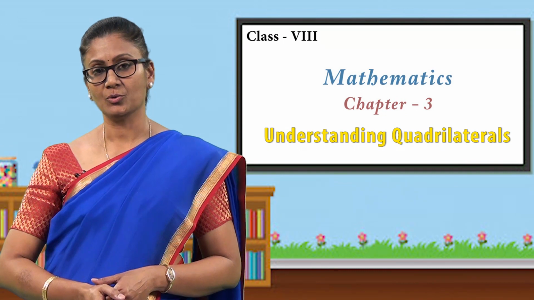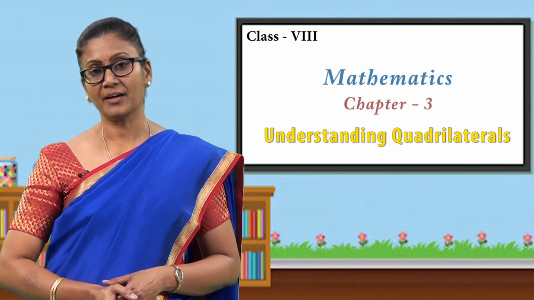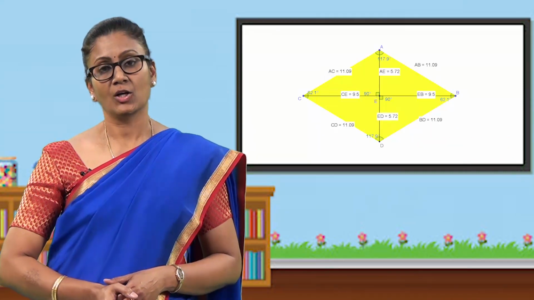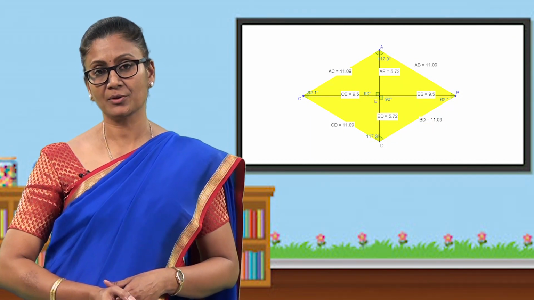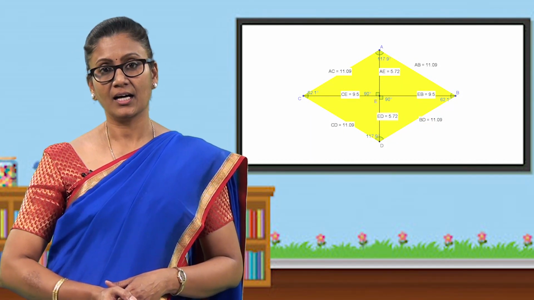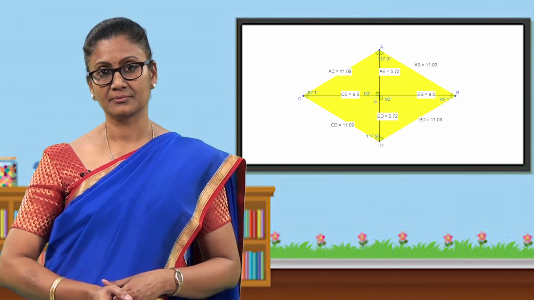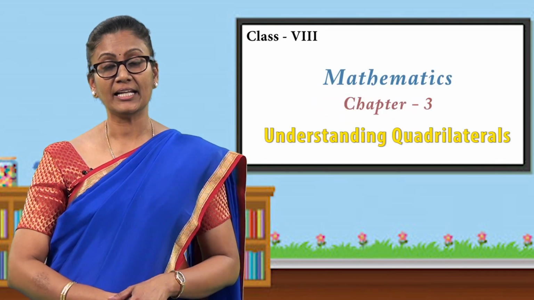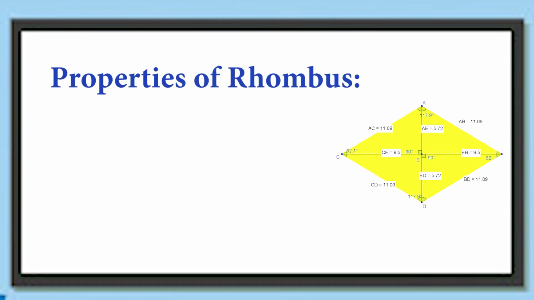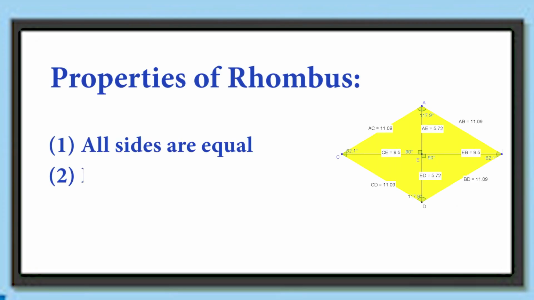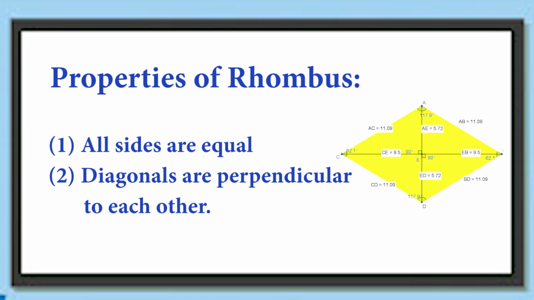So from the video, let us first try to define a rhombus. A rhombus is a special variety of parallelogram where all its sides are equal and the diagonals are perpendicular to each other. Now we shall go and list the properties of a rhombus. All sides are equal and the diagonals are perpendicular to each other.